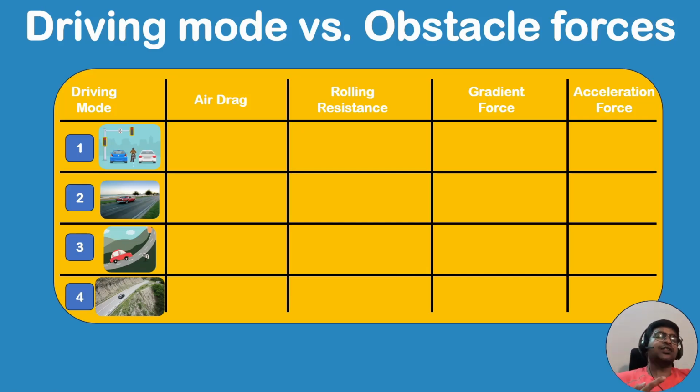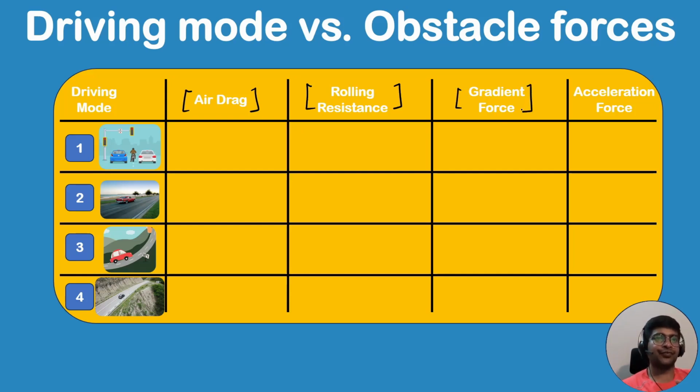So we understood what are the forces actually acting on the vehicle when the vehicle tries to move forward. The first force we understood is the air drag force. The second force is the rolling resistance force. The third force comes when the vehicle is trying to climb on an inclined road, and that's where this force comes into the picture, and we call it the gradient force.